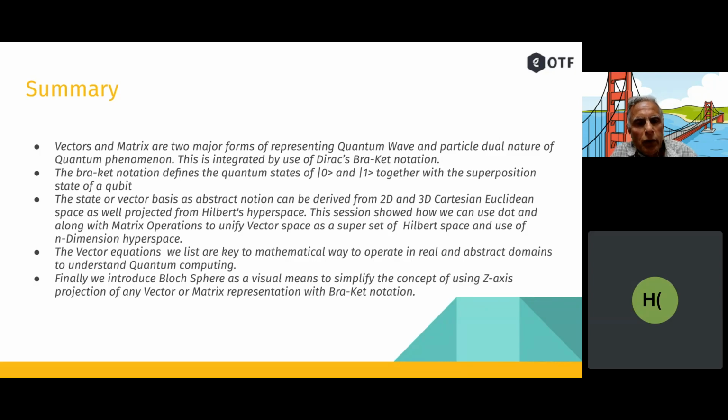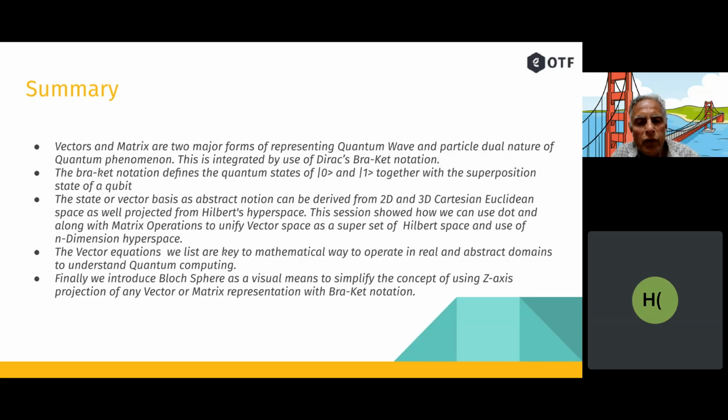The vector evaluation we listed is key to mathematically operating in real and abstract domains to understand quantum. Of course, you can understand quantum computing if you understand the abstract domains, because 2-3 dimension Euclidean space everybody understands, but these are not. Every quantum operation is a vector operation, and at the same time it's a tensor operation.